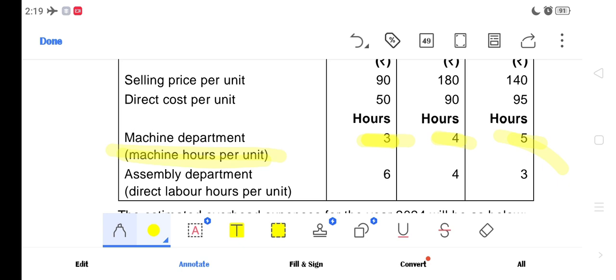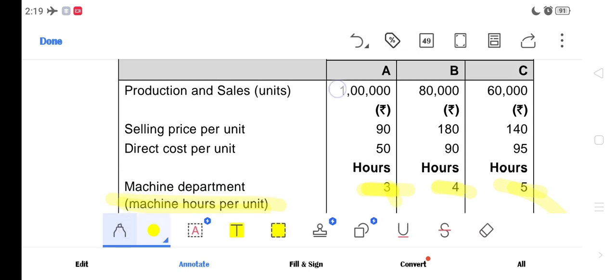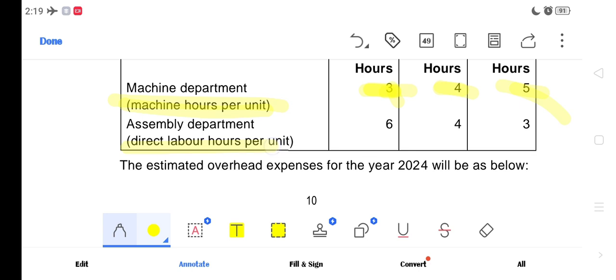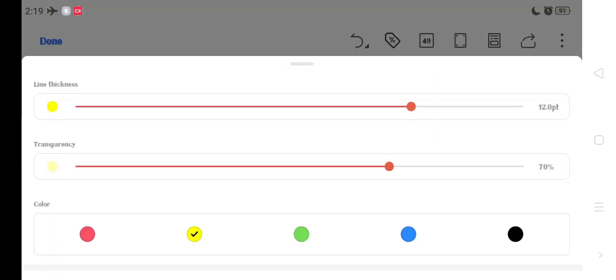So what is the total number of hours for product A? 3 hours, you multiply with this 1 lakh. Why? Because per unit it is 3, and they are producing and selling 1 lakh units. So total hours required for product A is 3 into 1 lakh, you get 3 lakhs. That is the total hours. You do the same with B and C, and also for the assembly department with the direct labor hours.